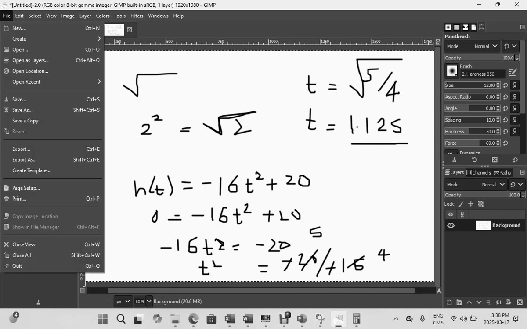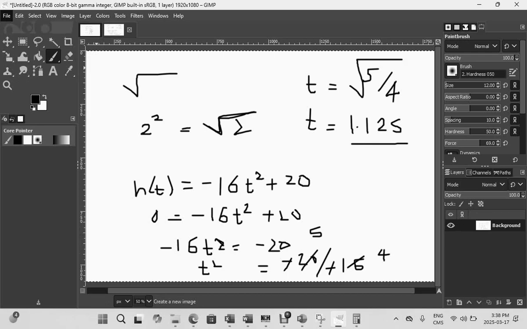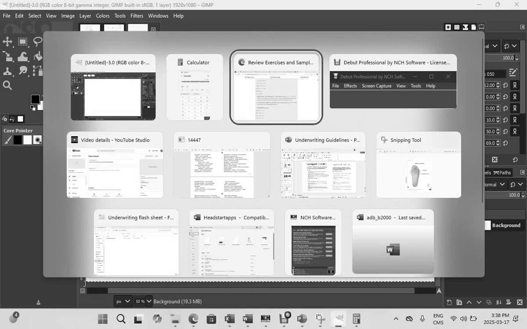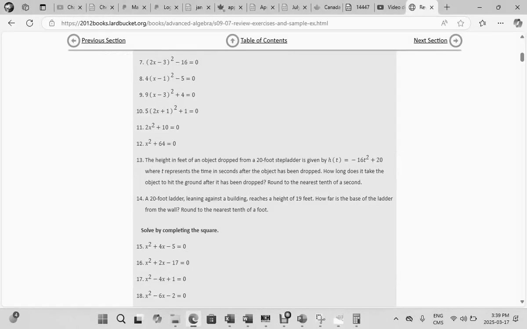Next up, let's look at another word problem. Again, this one has to do with a step ladder as well, a 20-foot ladder. Obviously the length helps, especially if you're carrying your step ladder in your vehicle. A 20-foot ladder leaning against a building reaches a height of 19 feet. How far is the base of the ladder from the wall? Round to the nearest tenth of a foot.